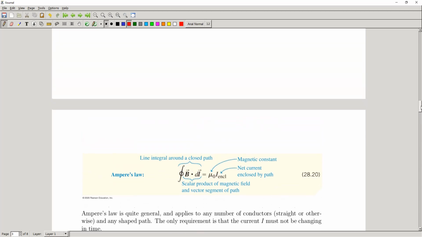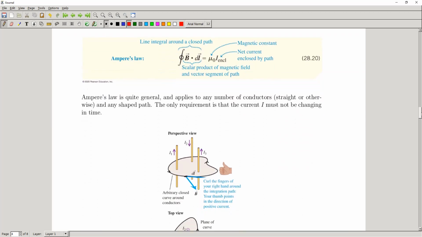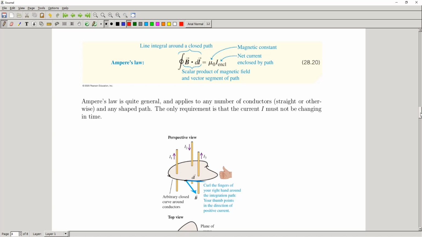Okay, and here is Ampere's law. Maybe I'll try and get that on screen. Okay, so Ampere's law tells us that the line integral around a closed path, so whatever closed path we're choosing, of B dot dl, this dot product that we see here, is going to be equal to mu naught times the current enclosed.